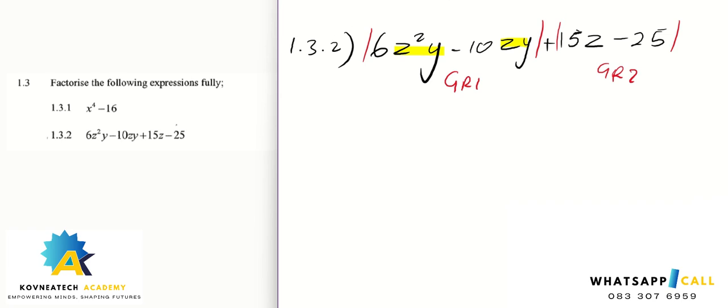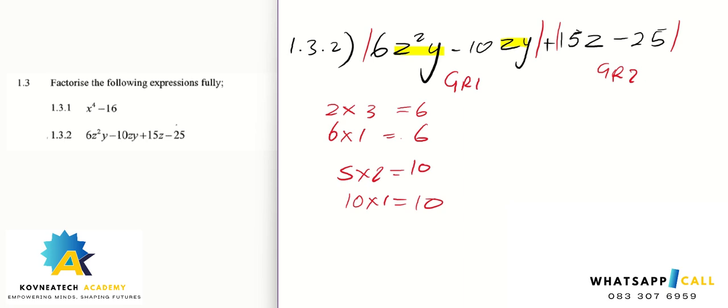For group 1, you have zy as a common factor, then open bracket 6. So what is the common factor of 6 and 10? Let's do the factors of 6 and 10. 6 is 2 times 3, and also 6 times 1. For 10, you have 5 times 2, and 10 times 1. So the common factor is 2 for both of them. As you can see, 10 has got 2 and 6 also has 2. So that's our common factor.